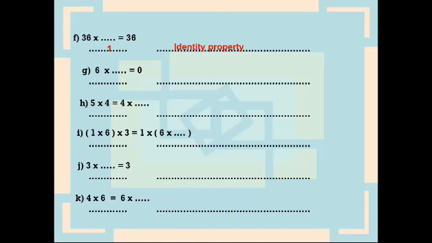G, 6 multiplied by what equals 0? 6 multiplied by 0 equals 0, and the name of the property is zero property. H, 5 multiplied by 4 equals 4 multiplied by, yes, 5, and the name of the property is commutative property. I, 1 multiplied by 6 multiplied by 3 equals 1 multiplied by 6 multiplied by, the missing number is 3, and the name of the property is associative property.